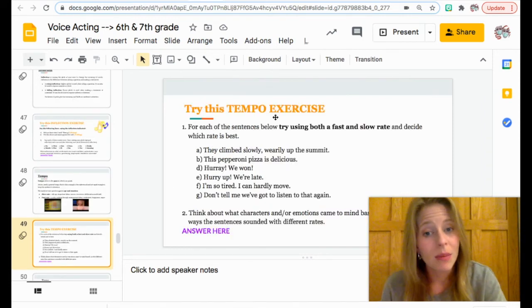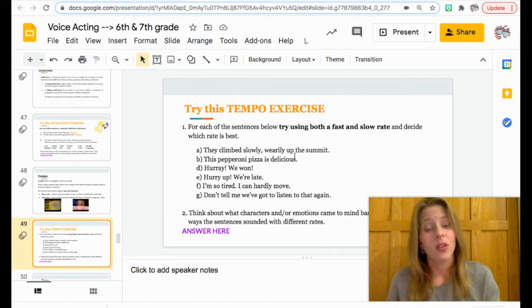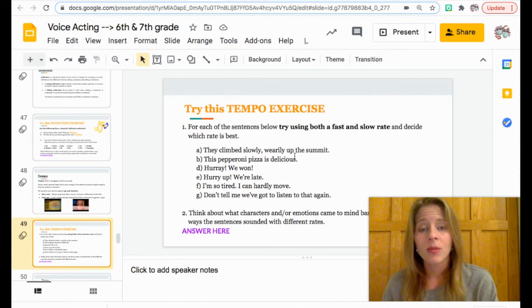So then you're going to do this tempo exercise. For each of the sentences, try using both fast and slow rate. So you're going to say, they climbed slowly, wearily up the summit. Or they climbed slowly, wearily up the summit.